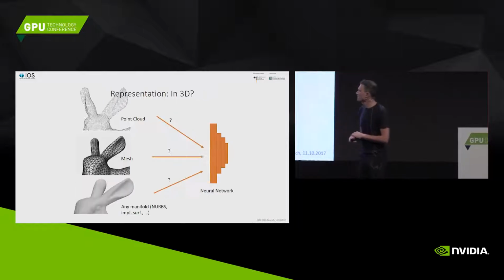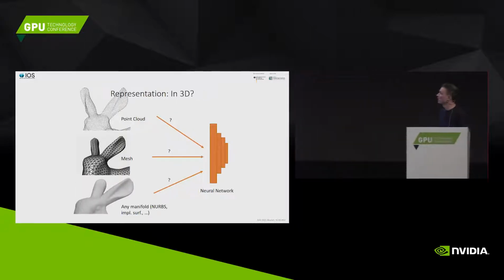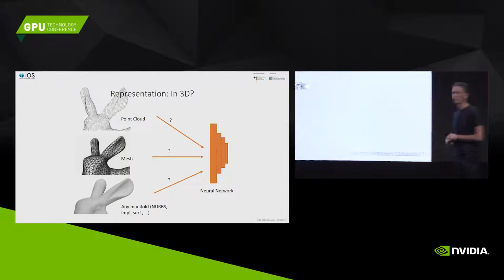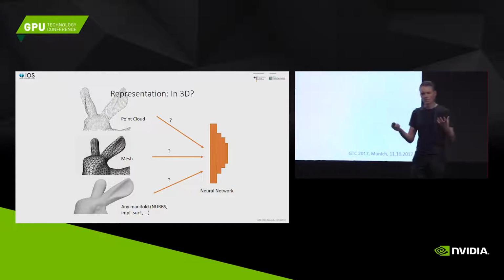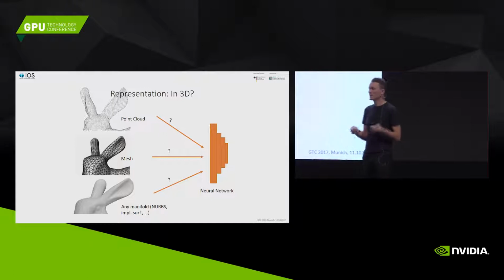But what about the case where you don't have a resolution? For example, a point cloud or a mesh, or just any manifold, NURBS surface, implicit surface, whatsoever. There's no real grid where this data lives. How would you feed something like this to your neural net, to your deep learner? How can you tackle data like this with deep learning?